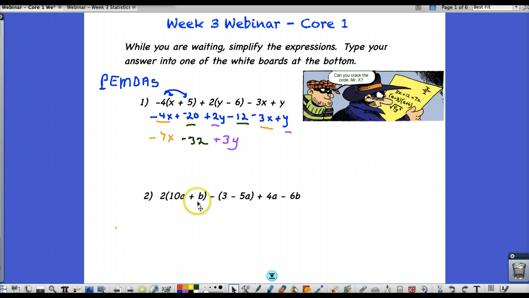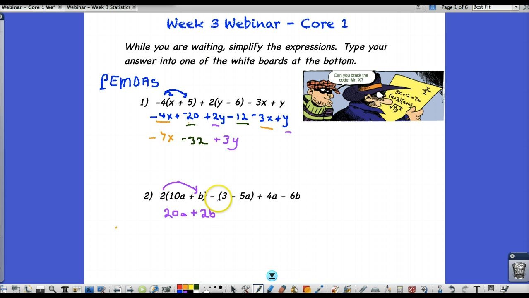Okay, so next one, you guys, same thing. We're going to distribute. So 2 times 10a is going to give us 20a. So we would write 20a. And then remember that that 2 has to multiply by the b. So 2 times b is going to give us 2b. Okay, a little tricky over here.